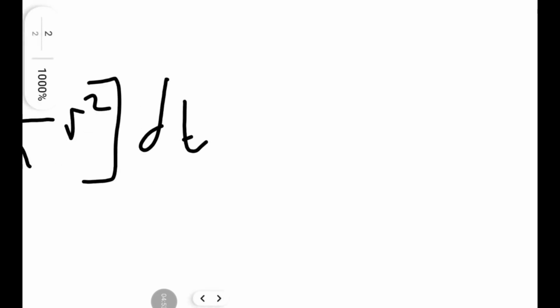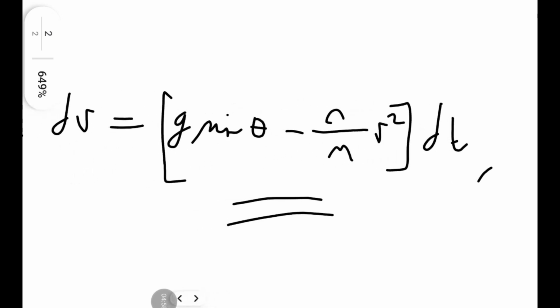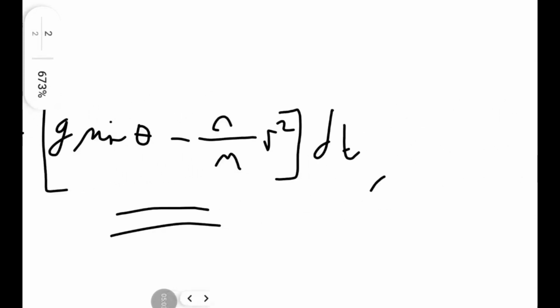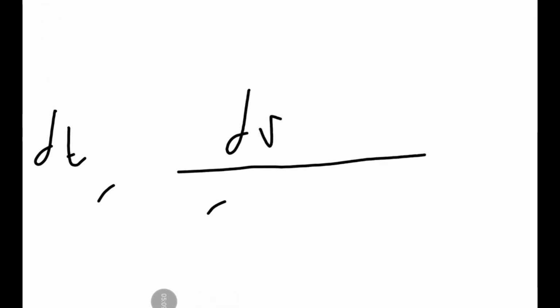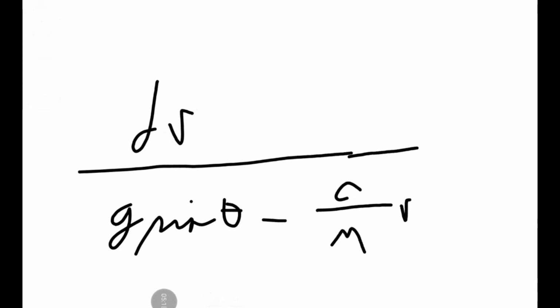Anyway, what we want to do is divide both sides by g sine theta minus c over m v squared. Divide both sides by that, and you end up with dv over g sine of theta minus c over m v squared.